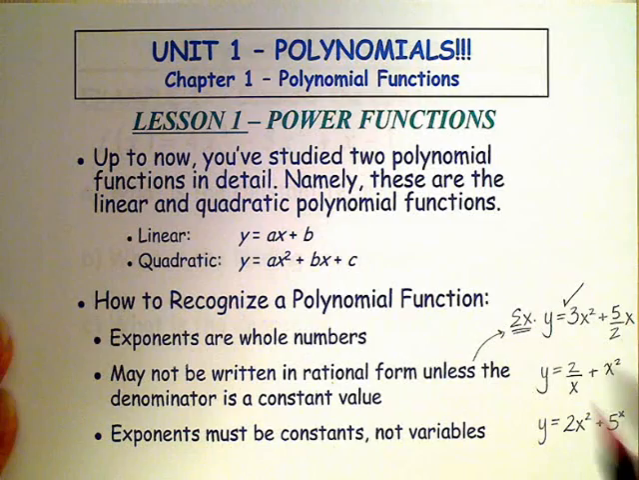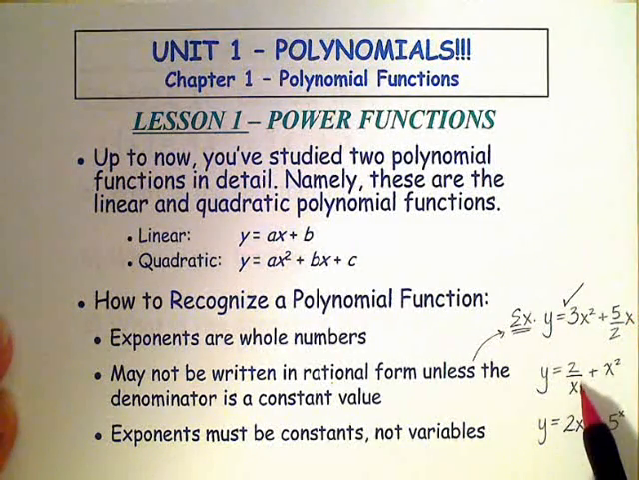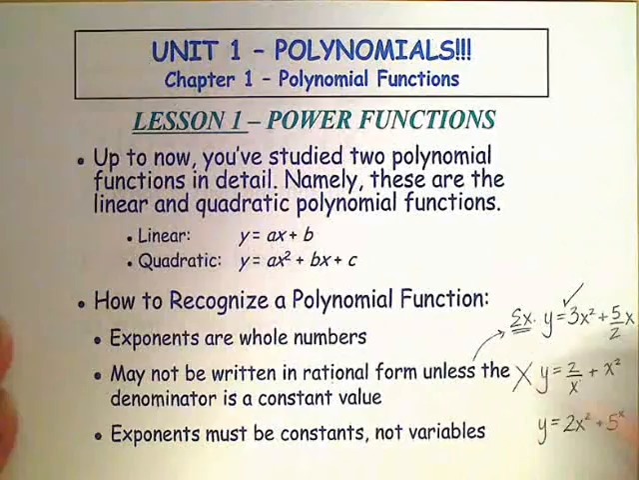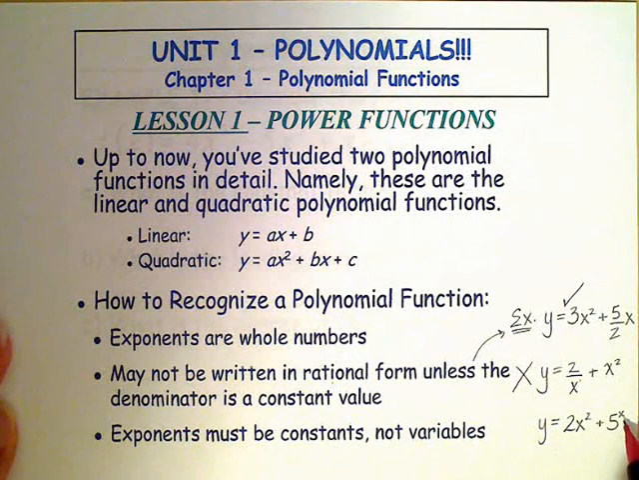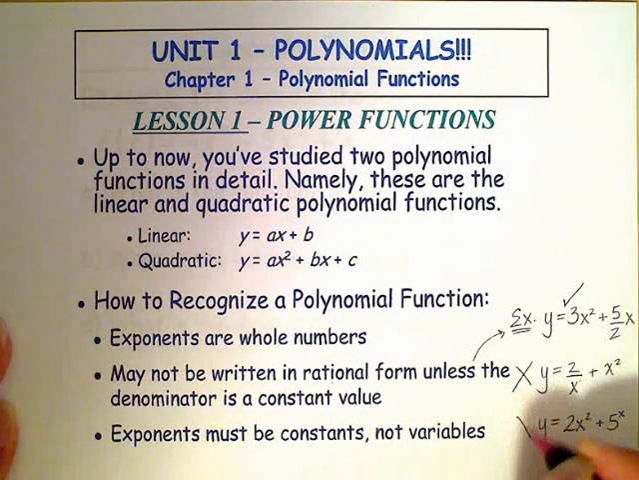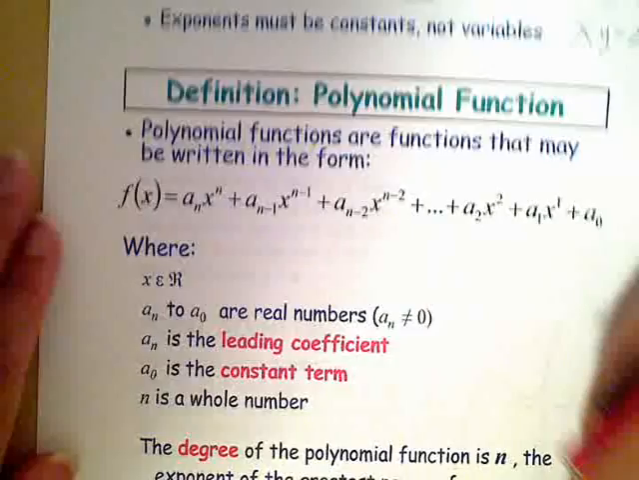Okay. In the second one, you'll notice that this has a whole number exponent. This one also has a whole number exponent, but the problem is that the denominator does not have a constant value. Instead, it has a variable. So this is actually not a polynomial function. And then the last part here, it says exponents must be constants, not variables. And you'll notice in this example, the exponent that I have here is not a constant. It's not just a number. It's actually a variable. So again, this is not a polynomial function.